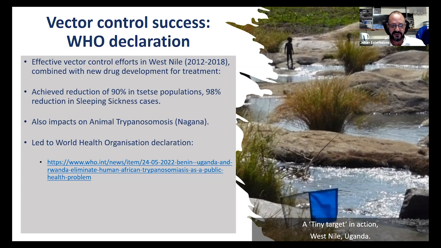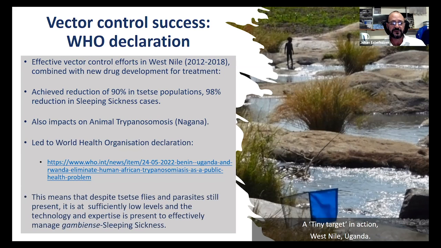In May this year, they declared Uganda, as well as Benin and Rwanda, free from human African trypanosomosis as a public health problem. So this means that despite there are still some flies, because we did not kill all the flies, this is almost impossible, the flies and parasites are still present, but at sufficiently low levels, and we do have the technology and expertise to effectively manage Gambiense sleeping sickness from now on. So theoretically, there should never be an epidemic of Gambiense sleeping sickness in those areas.